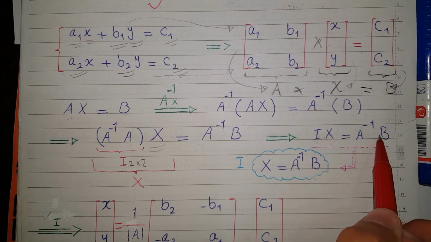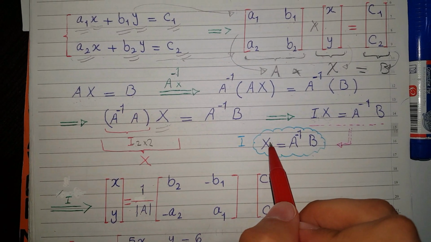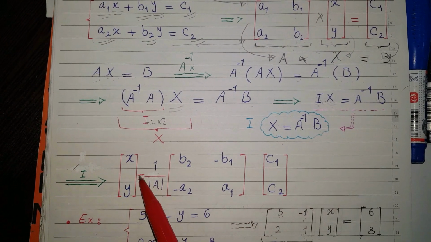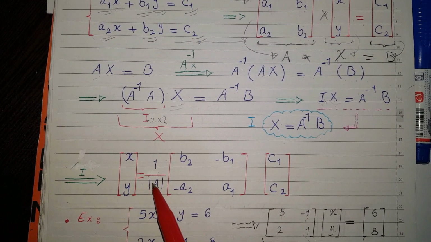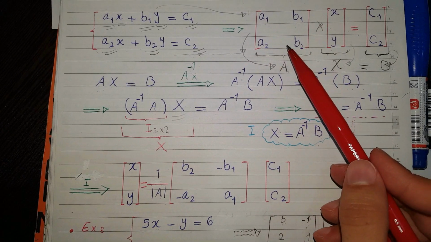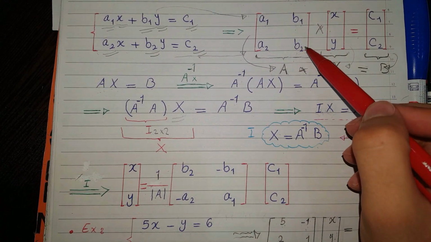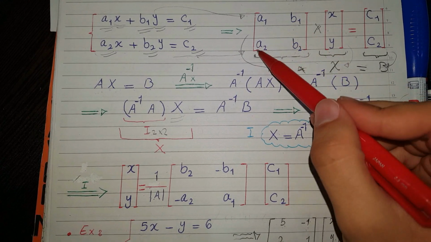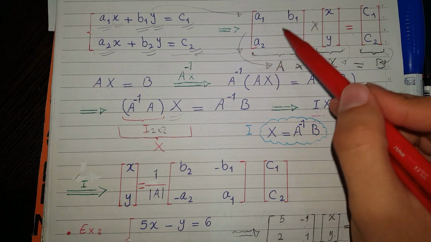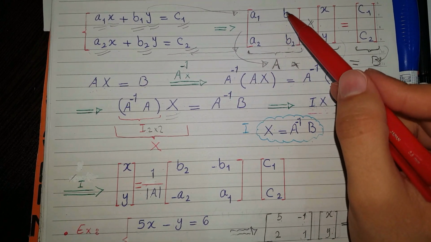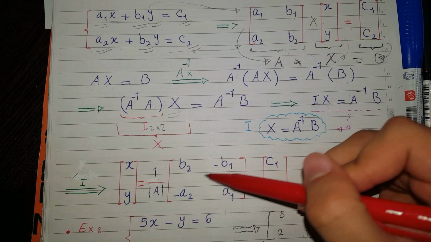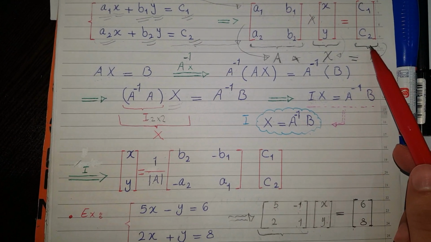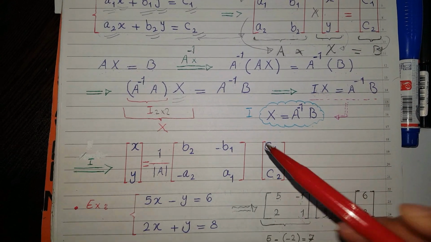So I times X is going to be overall X, and on the right side we have A to the power negative 1 times B. So X, the vertical matrix of our unknowns, which is x and y here, equals 1 over the determinant of this matrix, multiplied by the matrix where we switch the entries in this diagonal, and keep the entries in the other diagonal in the same place, just switch the sign, so it's going to be negative b1 and negative a2 here, times the matrix B, which is our constants, c1 and c2.